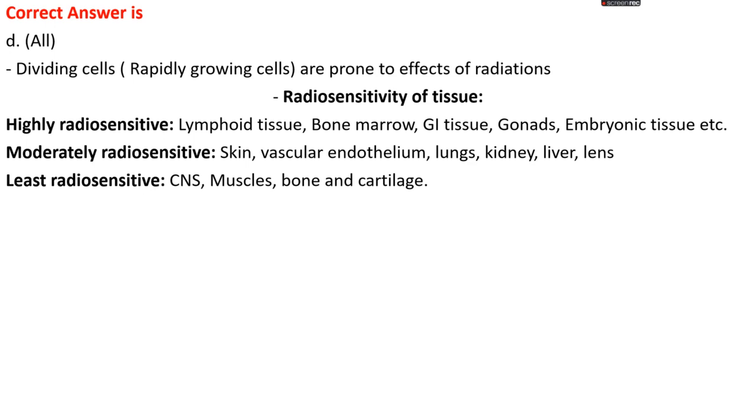If we see the radiosensitivity of tissues, then highly radiosensitive tissues include lymphoid tissue, bone marrow, GI tissue, gonads, and embryonic tissue. Moderately radiosensitive tissues include skin, vascular endothelium, lungs, kidney, liver, and lens. And least radiosensitive tissues include CNS, muscles, bone, and cartilage.